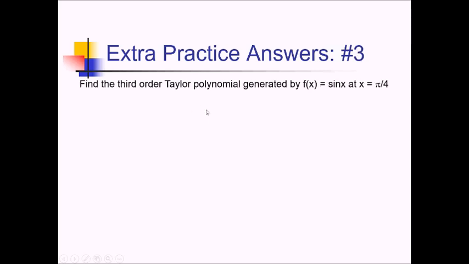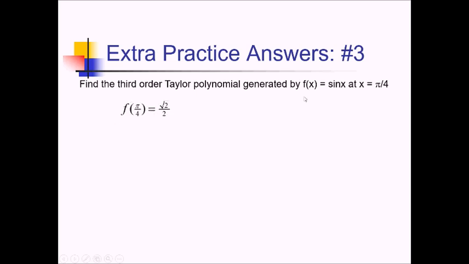For this one, we want the third order Taylor polynomial generated by sine of x at x equals pi over 4. So I need f of pi over 4, and I also need the first three derivatives of sine of x at pi over 4. That'll help me construct my polynomial. So sine of pi over 4 is just going to be root 2 over 2. That's just f of pi over 4.